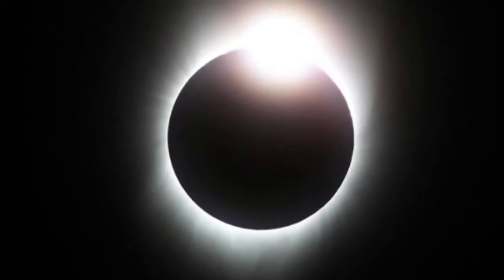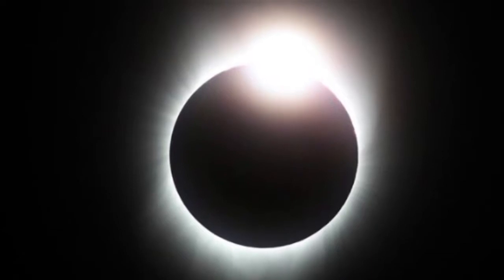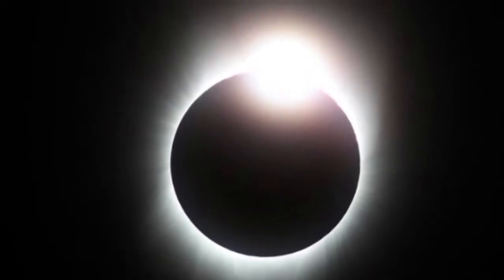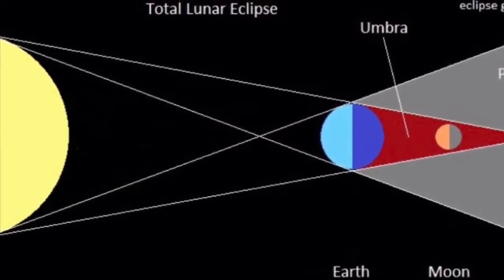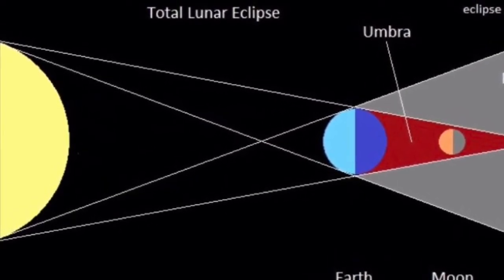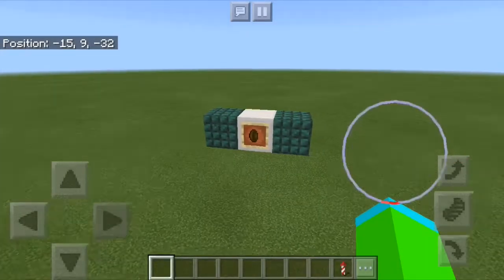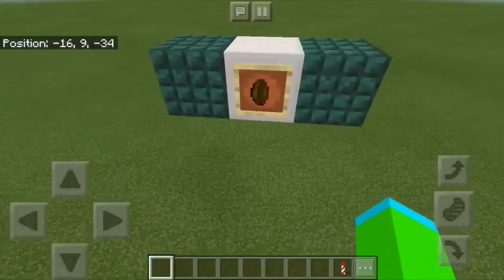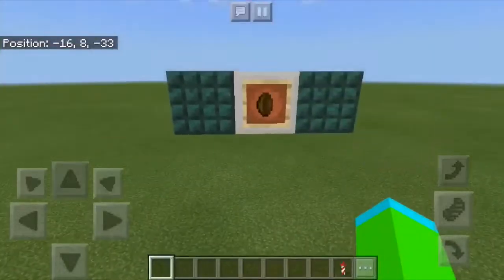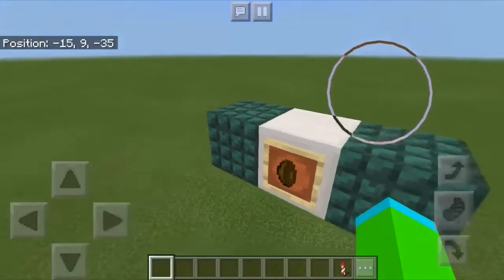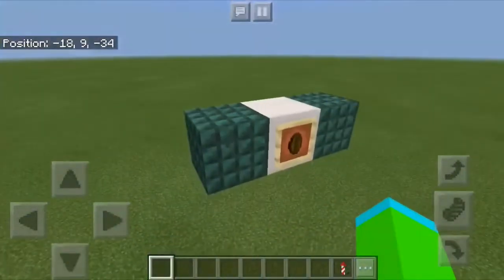There are 2 types of eclipses. Solar eclipses, which is when the moon passes in front of the sun, and lunar eclipses, which is when the moon passes into the Earth's shadow. An artificial satellite is something that orbits the Earth, or really any other planet, that is man-made.